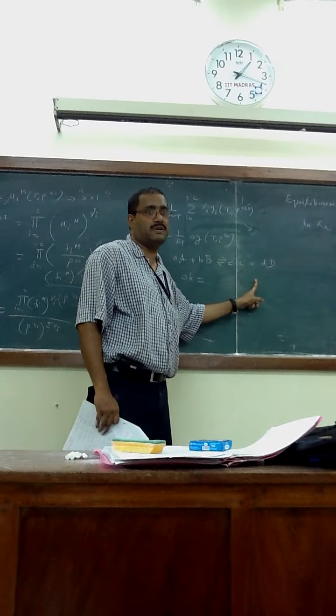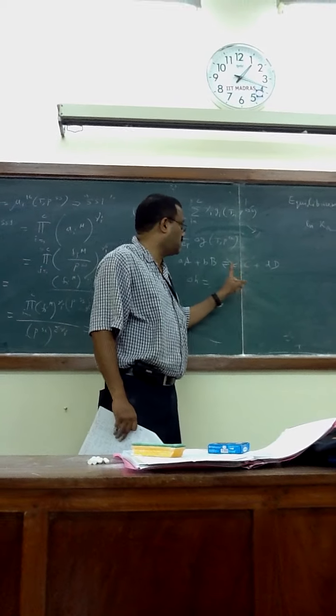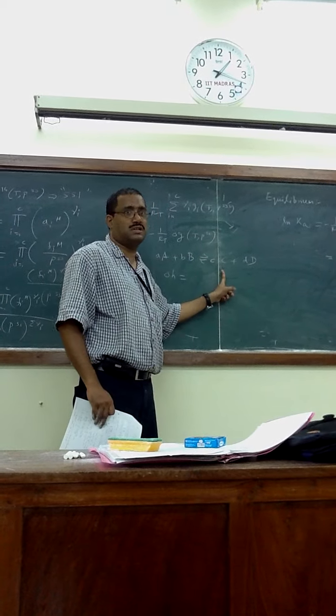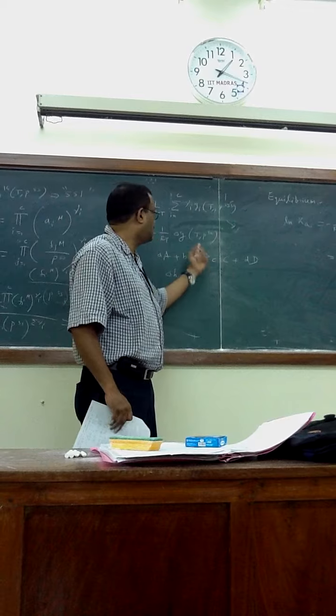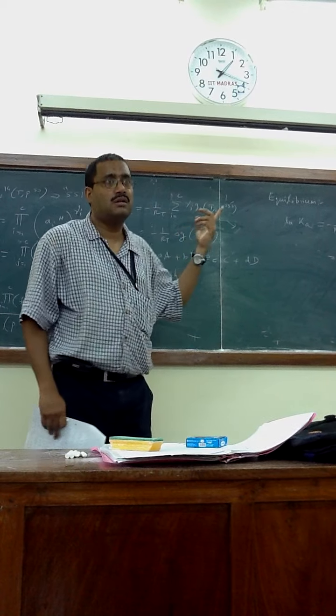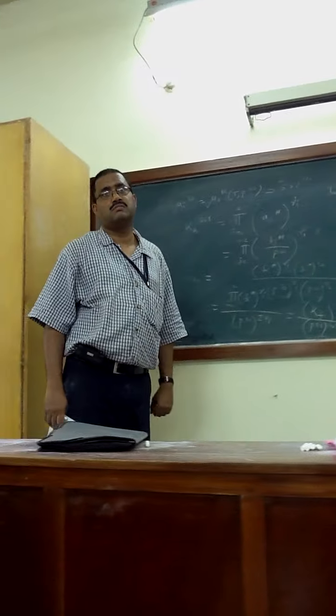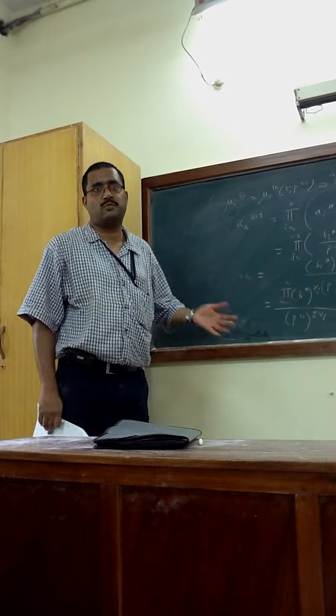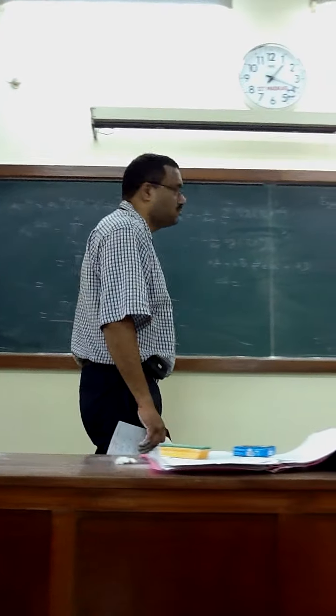If the Gibbs energy is given, how do we calculate it? C into delta G, D into that, minus this. That's why I wrote it here. This all comes from fundamentals. Okay.